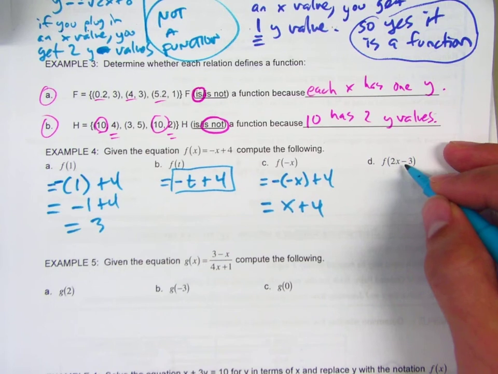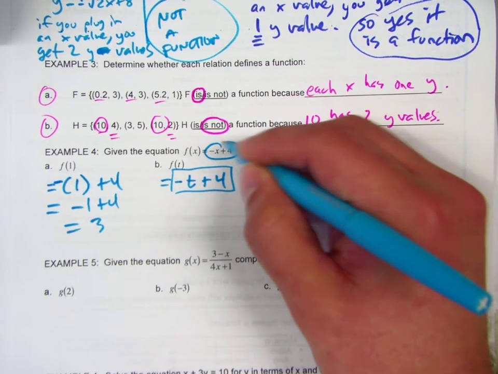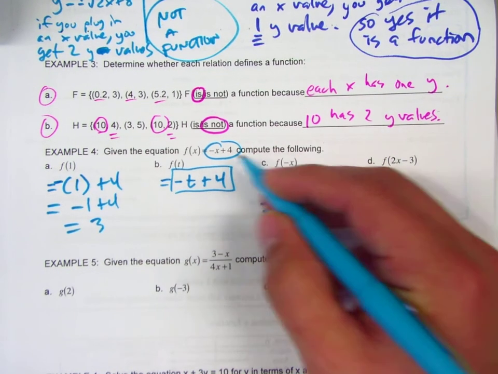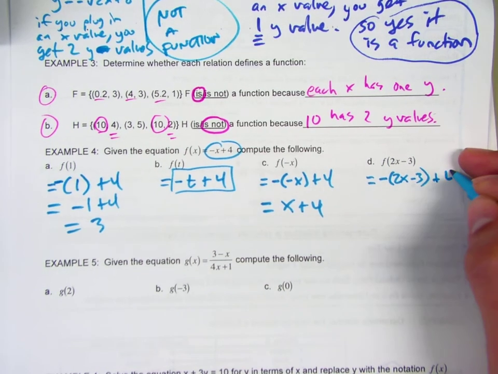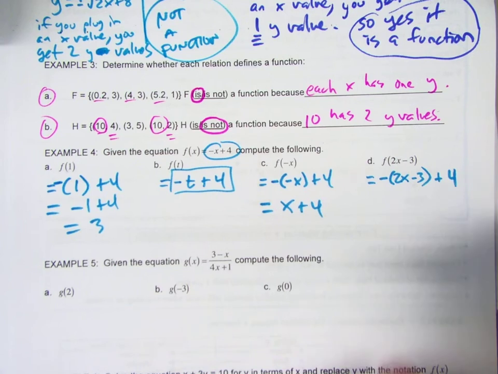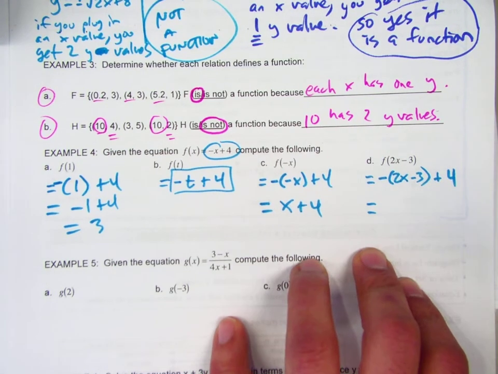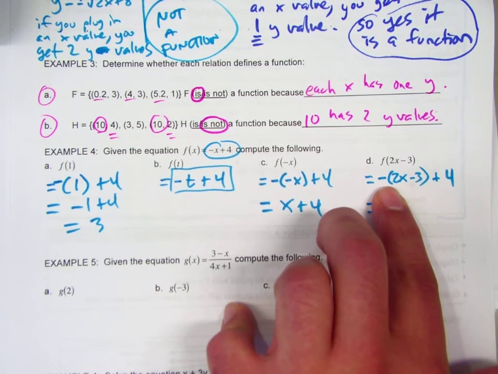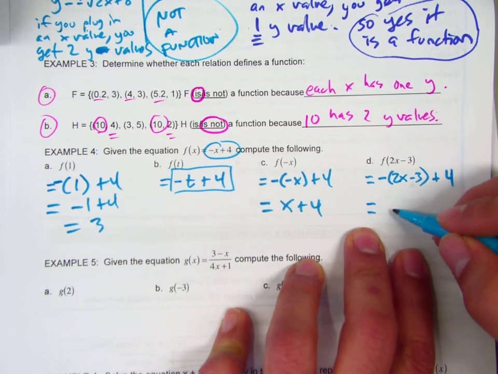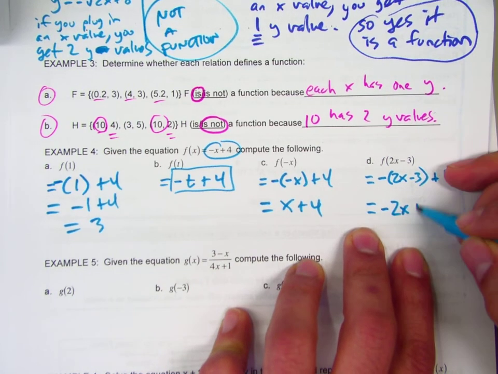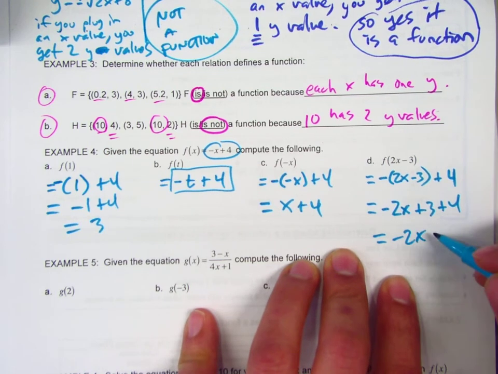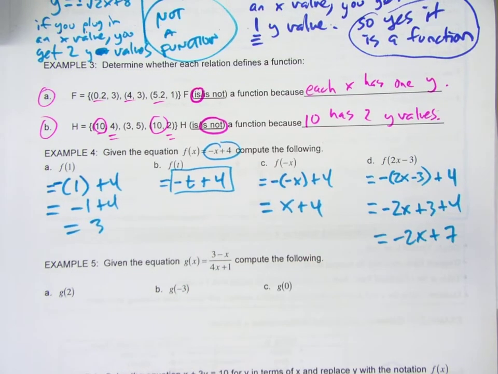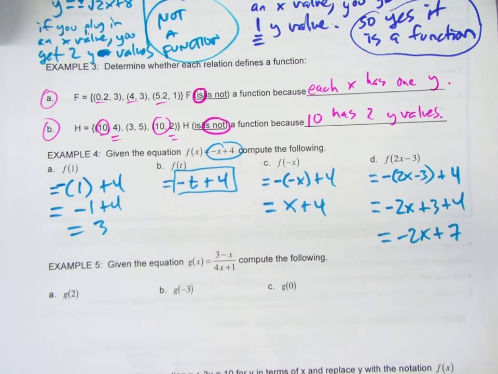2x minus 3 is now my new input. So you follow the rule. Do the opposite of your input, which is now 2x minus 3 plus 4. And now we're going to use some algebra and simplify that a little bit. What can I do with this negative? Okay, so this is going to be negative 2x plus 3 plus 4. Combine like terms, negative 2x plus 7. Make sense? Okay, try 5 on your own.